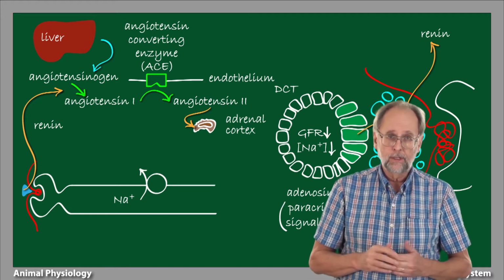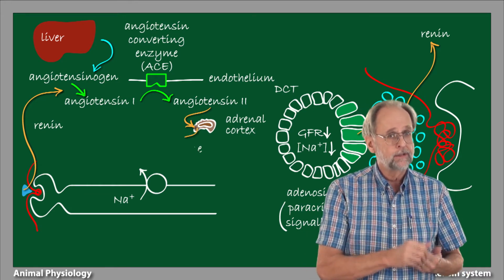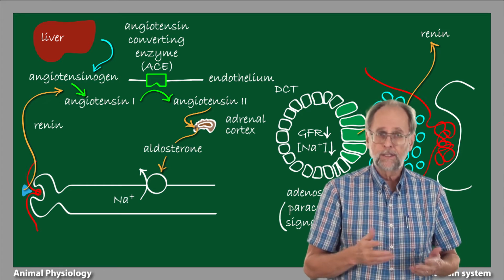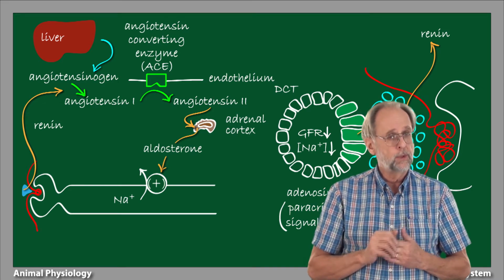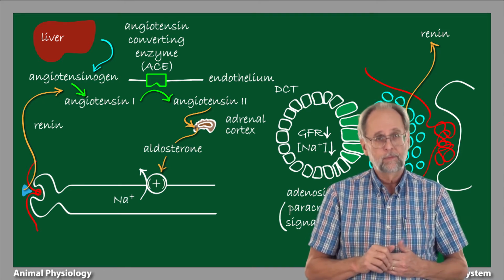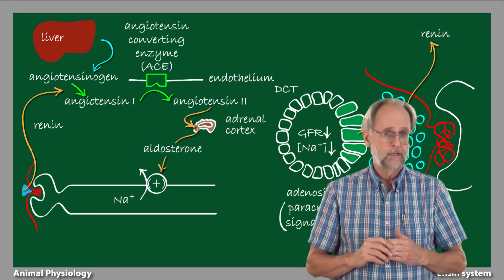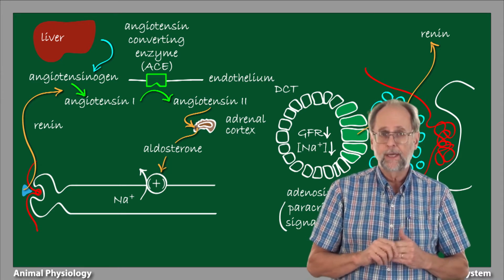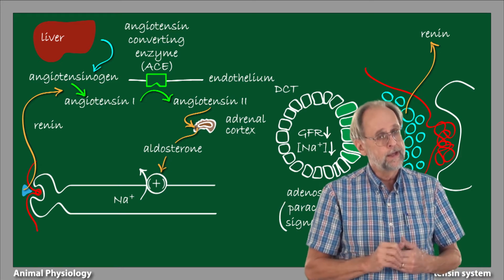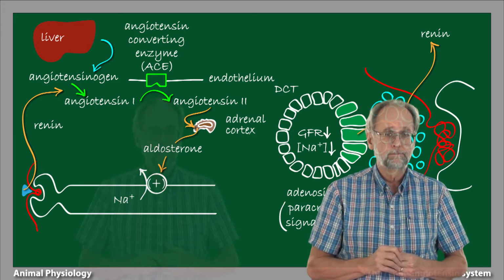Angiotensin-2 acts on the adrenal cortex to stimulate the release of aldosterone into the blood, which acts on the tubule to increase sodium transport across its epithelium. This whole complicated arrangement, and it gets more complicated still, is known as the renin-angiotensin system.